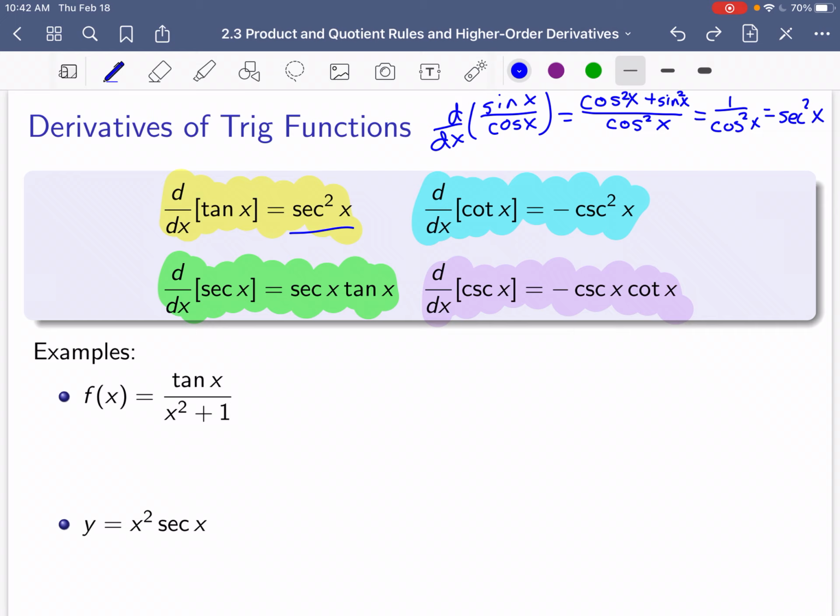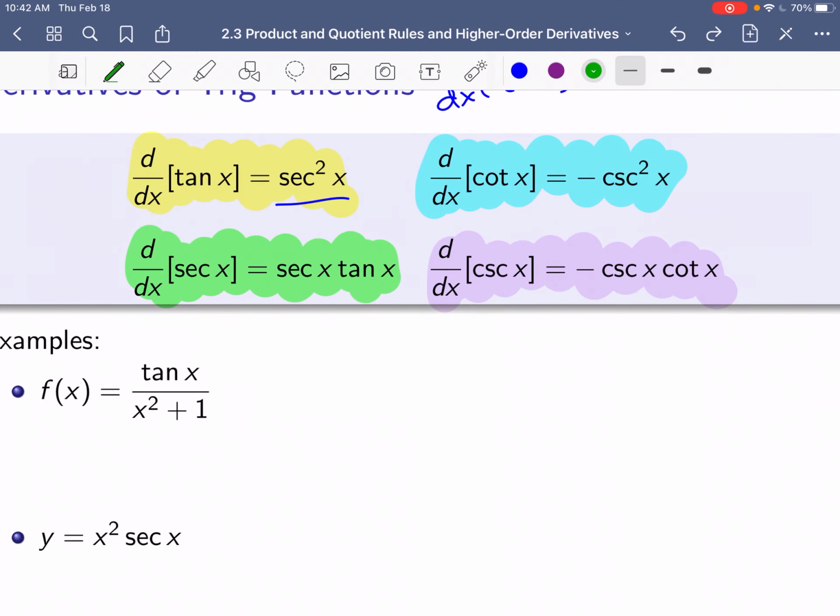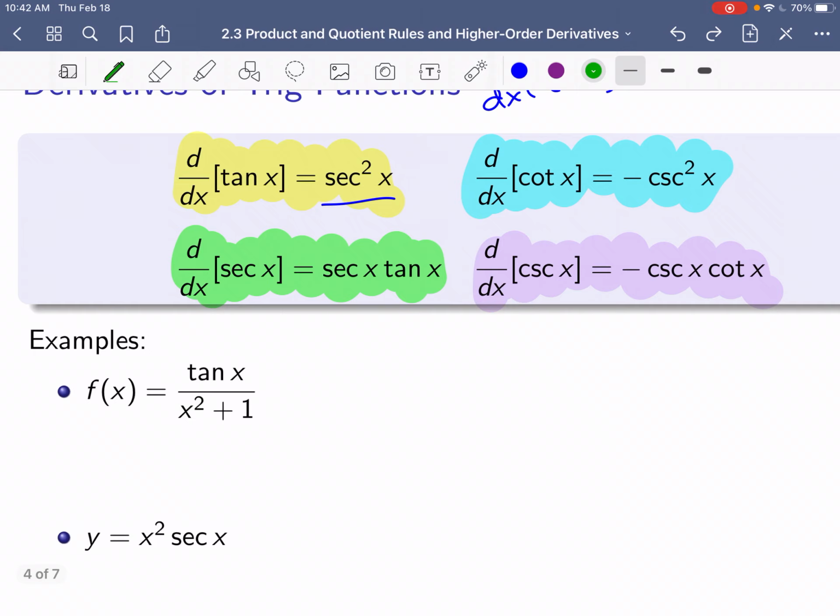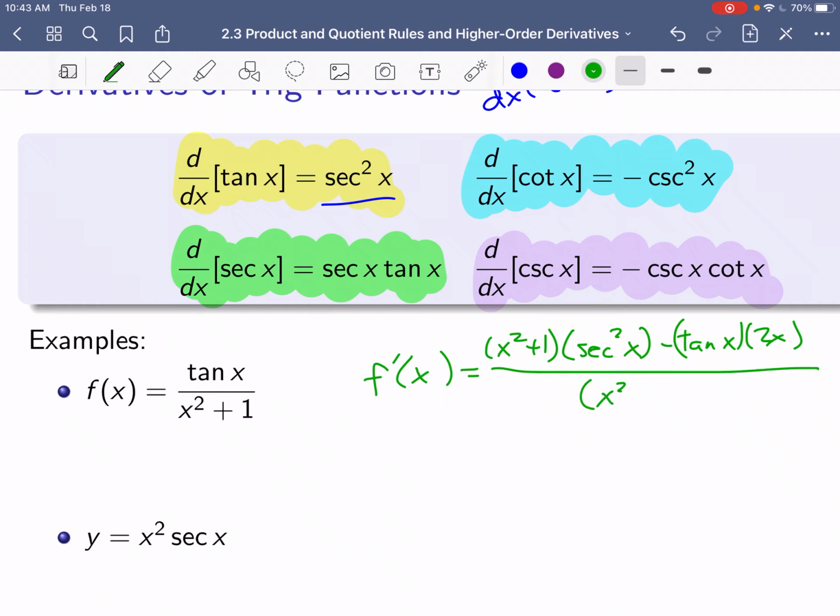All right, but let's apply these things now. Let's find some derivatives involving, first, tangent. So f prime of x. Our function is tangent x over x squared plus 1. We have low d high, so we're going to take the derivative of tangent. Derivative of tangent is secant squared, minus high d low. Derivative of the bottom is just 2x, so 2x plus 0, all over the bottom squared.